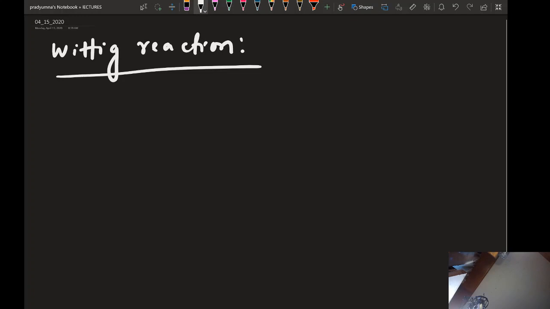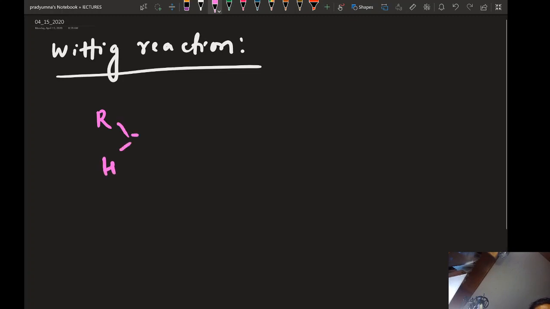Hello everyone. Today we will talk about Wittig reactions. This is a very simple reaction. It can be utilized to make an alkene, right? All we need for this reaction is obviously a carbonyl group, which is part of either an aldehyde or a ketone.